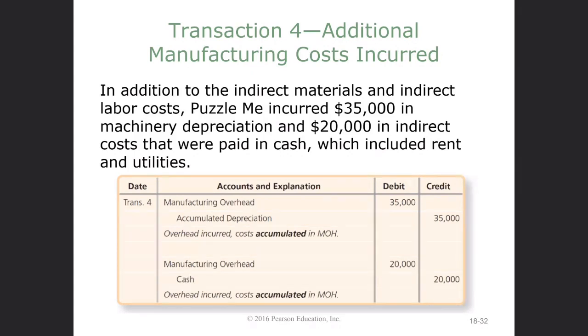And for the second portion, we paid cash for indirect cost, so we're going to debit our manufacturing overhead account of $20,000 and we're going to credit our cash account of $20,000. And we're going to make a note that overhead incurred, cost accumulated in manufacturing overhead.